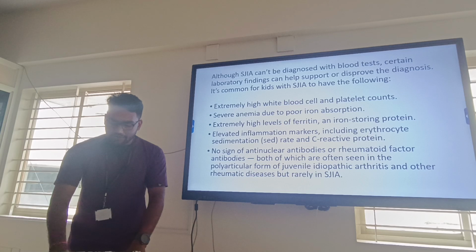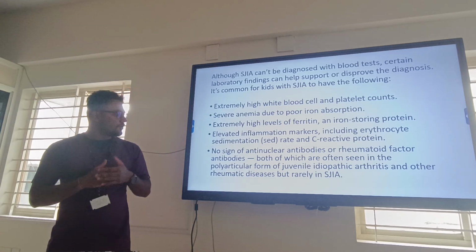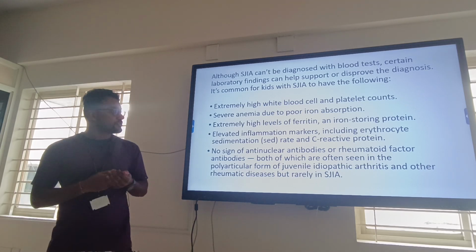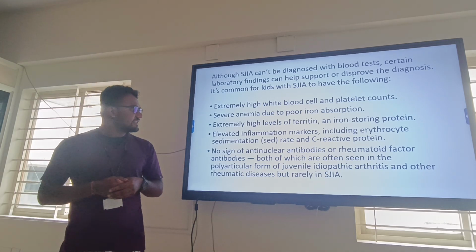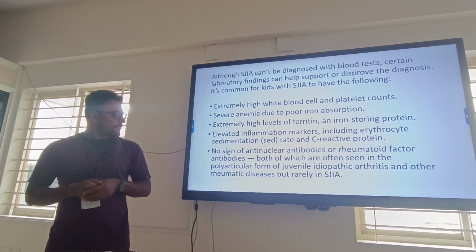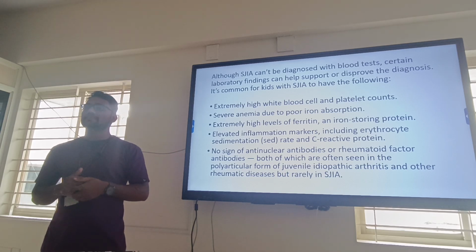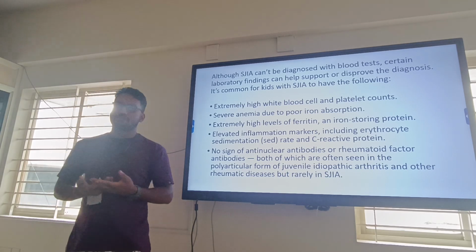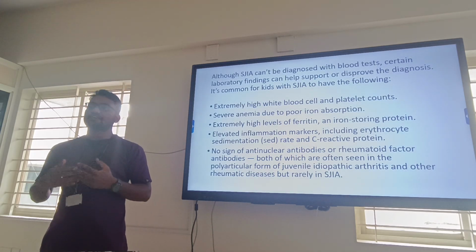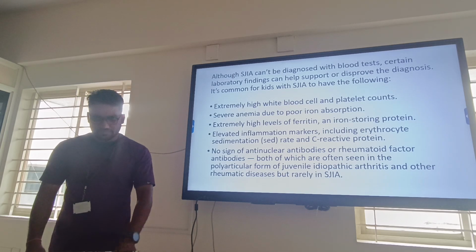After that we have some laboratory findings. Most of the laboratory findings are not very important, but there are some biomarkers, like erythrocyte sedimentation rate and CRP, then ferritin, iron absorption, platelet count and WBC count. These are some markers which help figure out the condition or status of the disease, like how badly it has affected the patient.